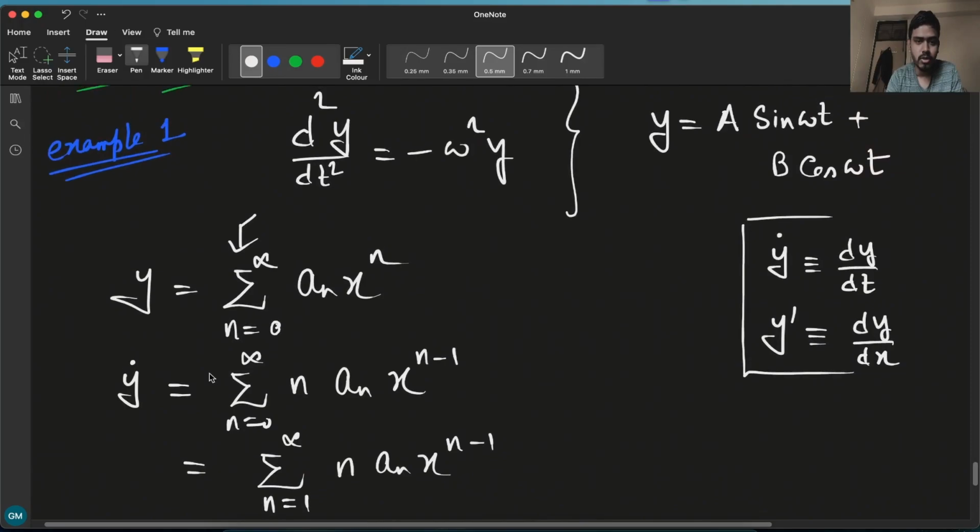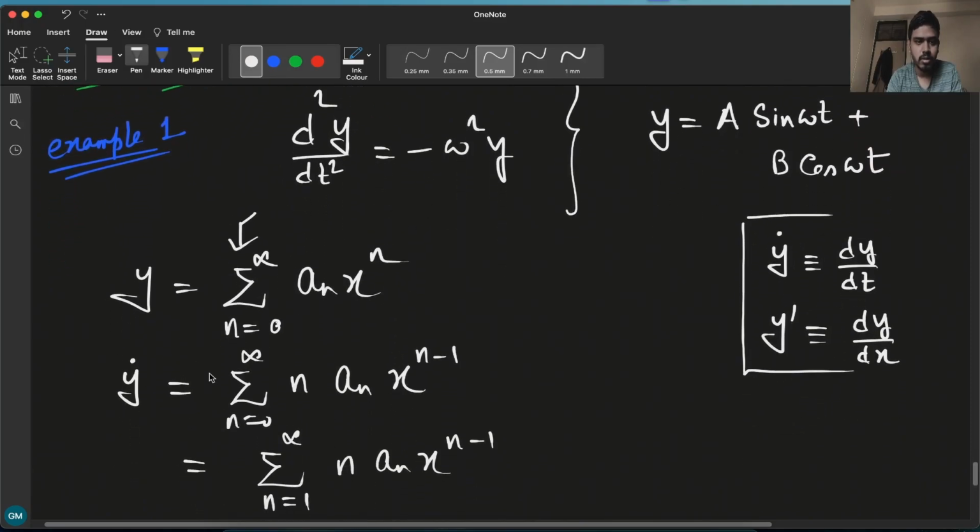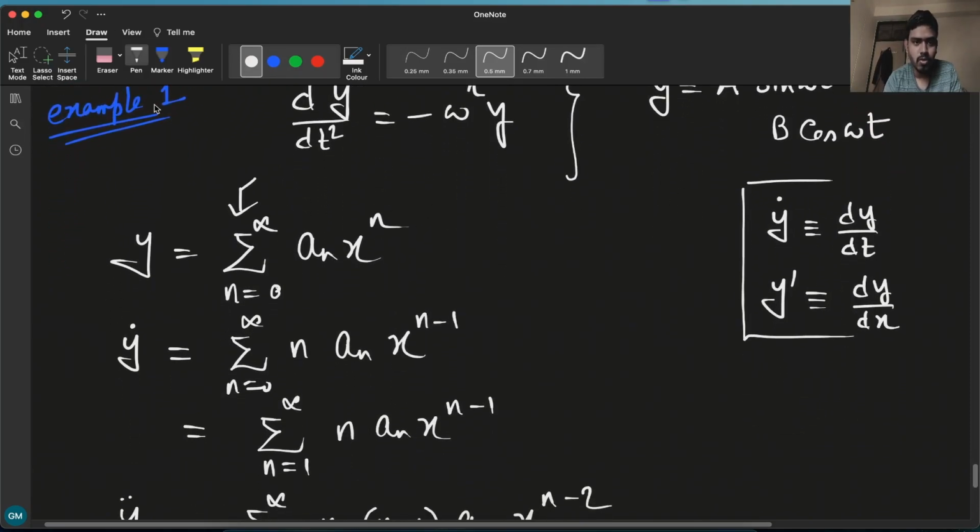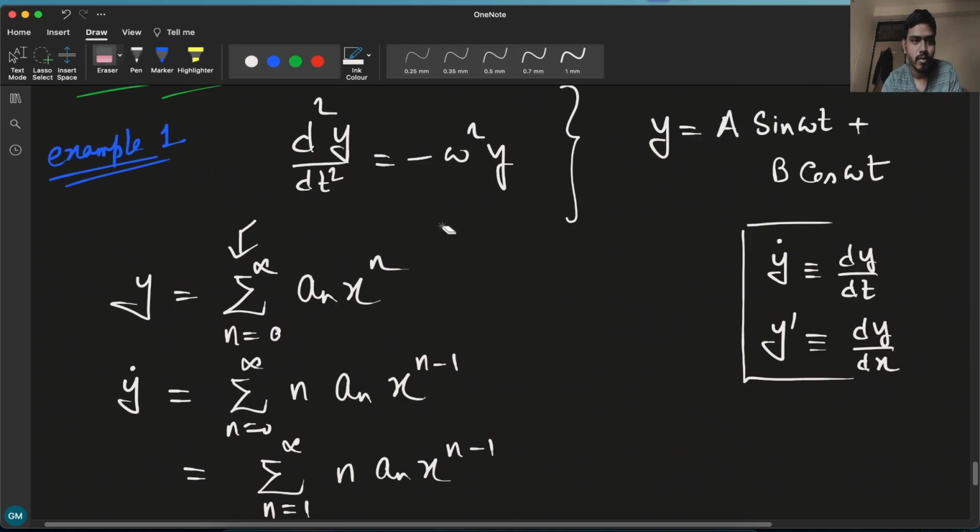Sorry. Y is a function of time. Really sorry. So y is a function of time, right? So it's not a power series in x, it's a power series in time. It's t.